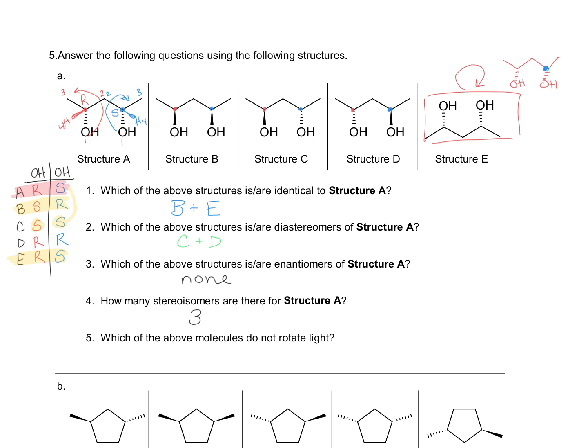And then it asks, which of the above molecules do not rotate light? Anything that's meso does not rotate light. So that would be A and B and E.